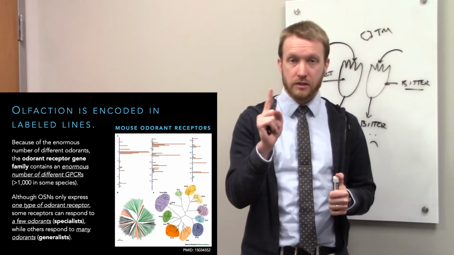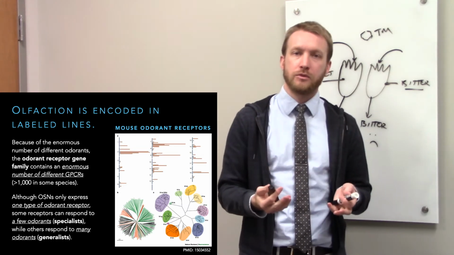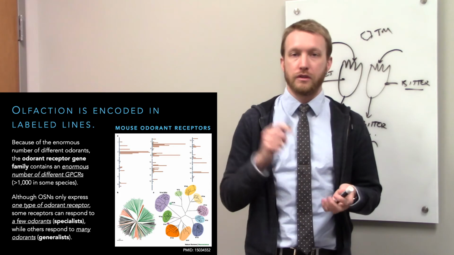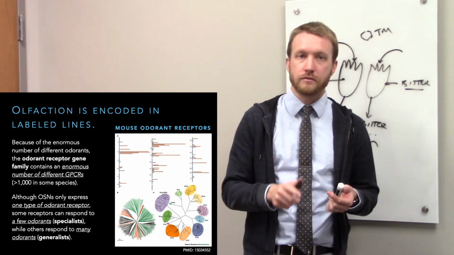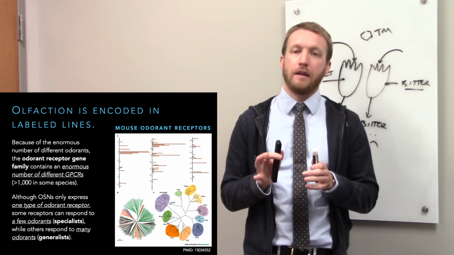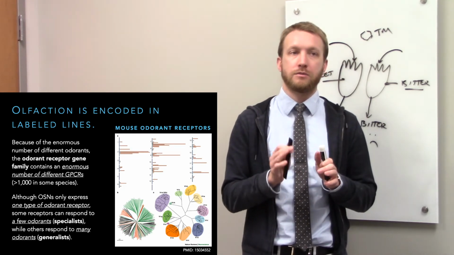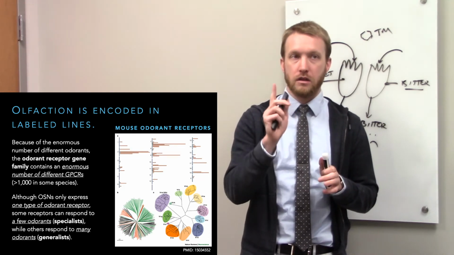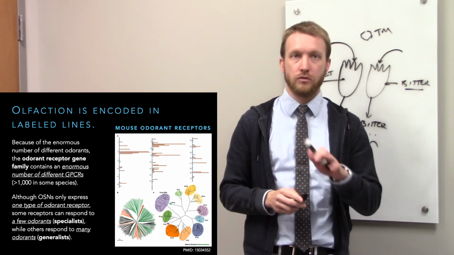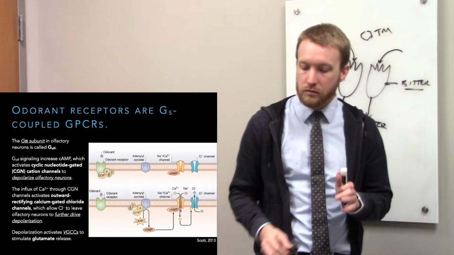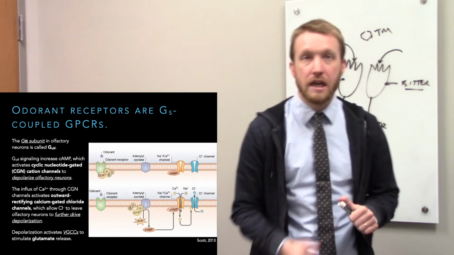They still only express one, but some odorant receptors can bind to multiple different odorants, while others are going to be more specialist and bind to only one odorant. But every olfactory sensory neuron expresses only one odorant receptor. Only one type.